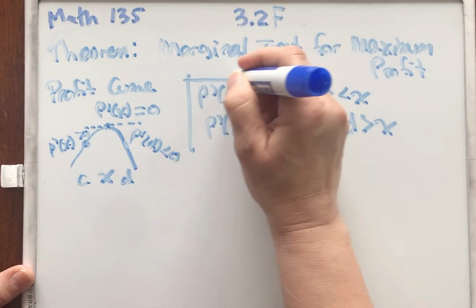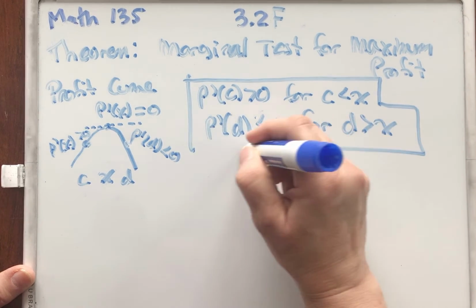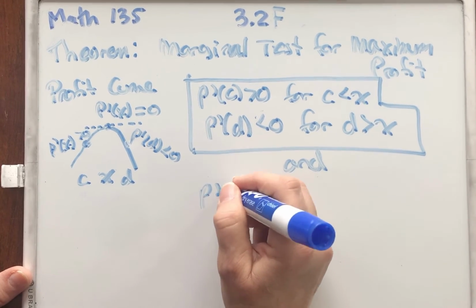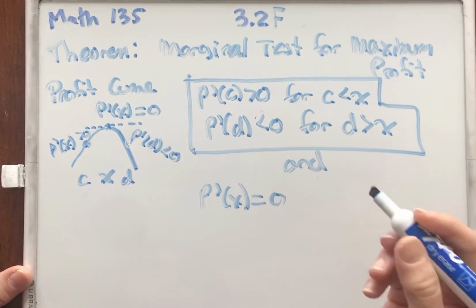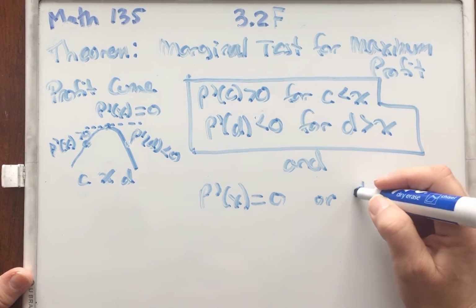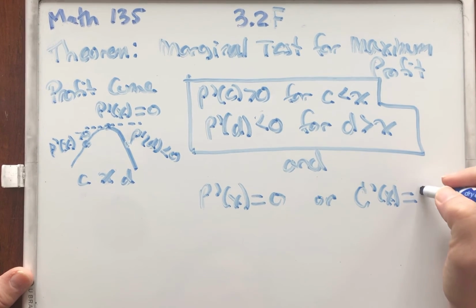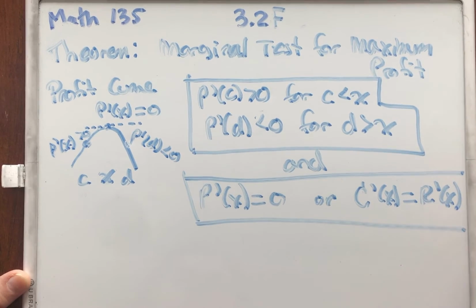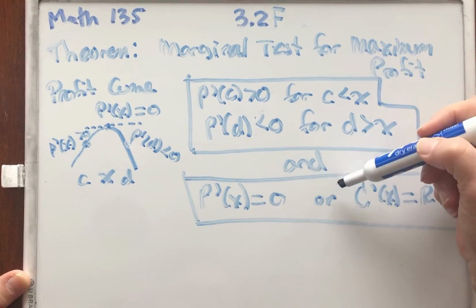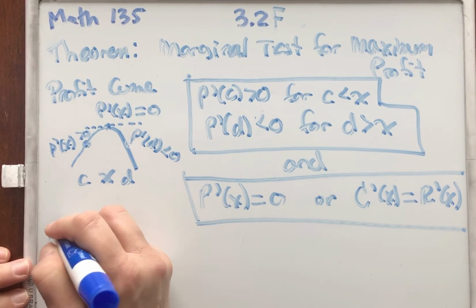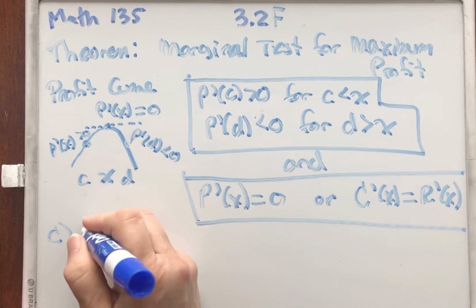Okay, so we need to state this when we have this case, and we have either one of these. That is P prime of X equals 0, or we can use this, which is the same thing, and that is C prime of X equals R prime of X, where the marginal cost equals the marginal revenue. Okay, so to use this theorem, we must have this right here and one of these in order to use the theorem. Okay, so now with the problem we've been working with the microwaves, here's the question.